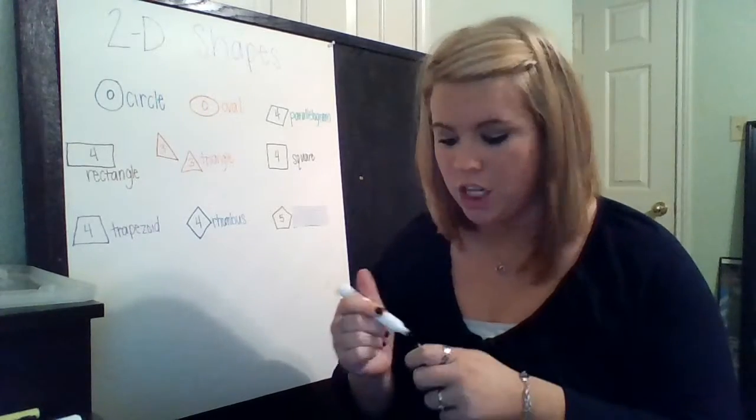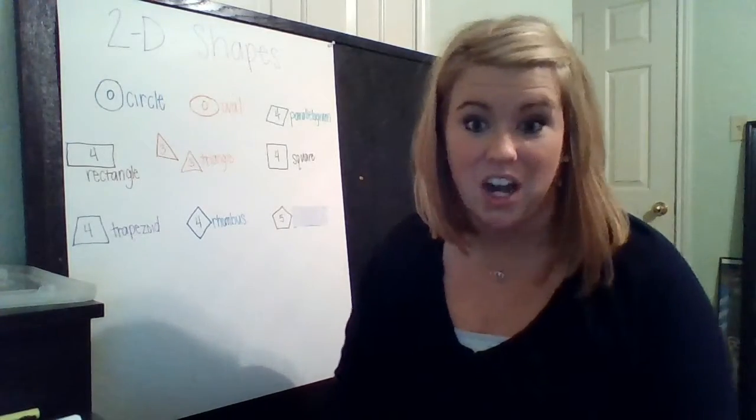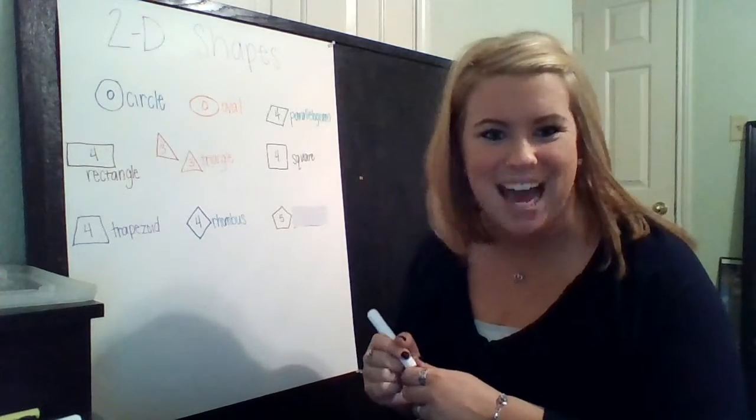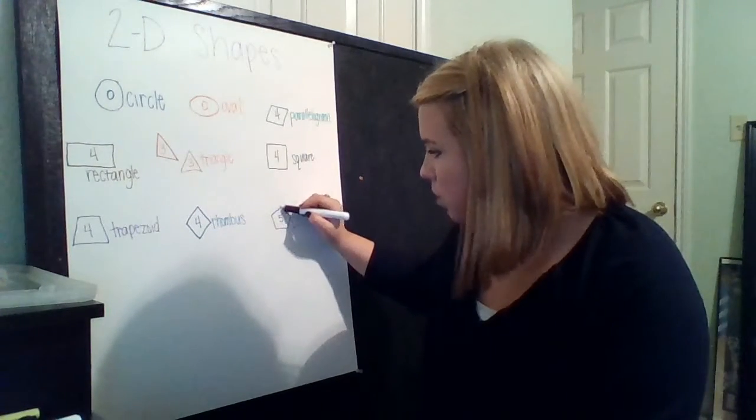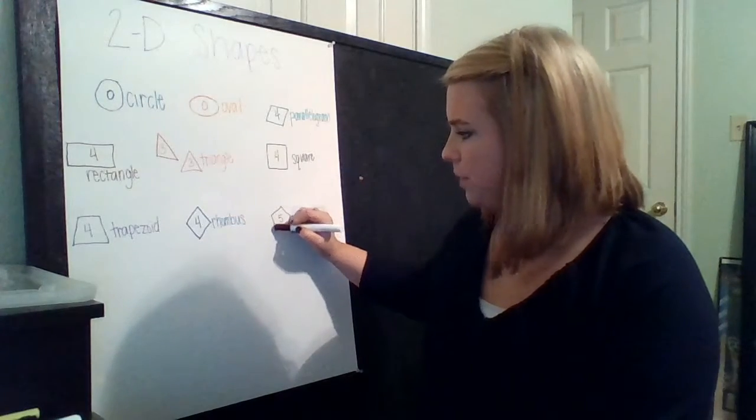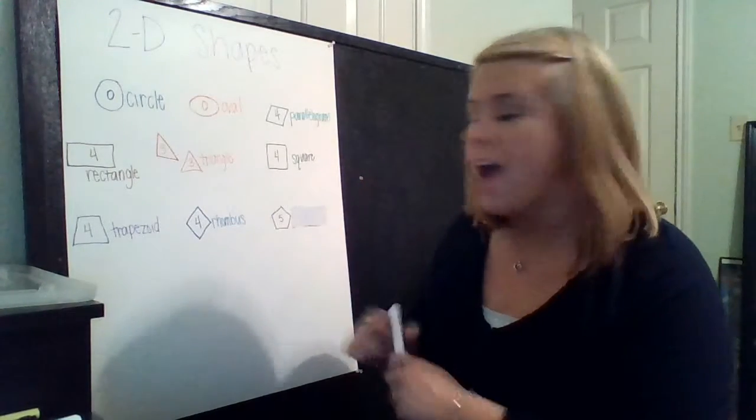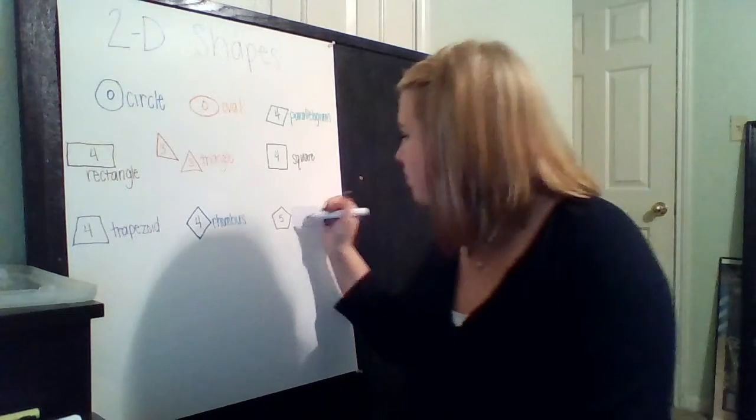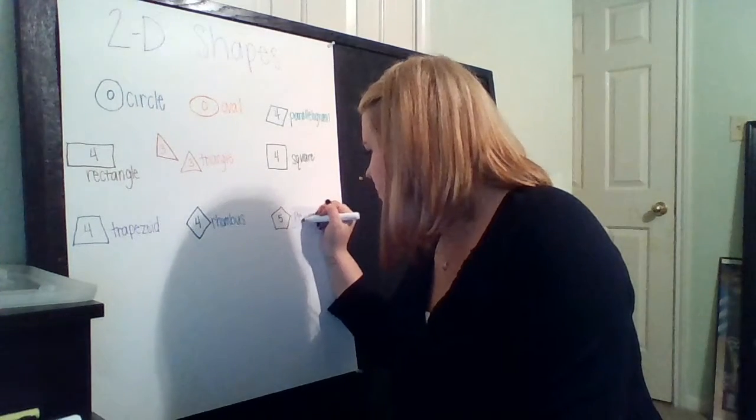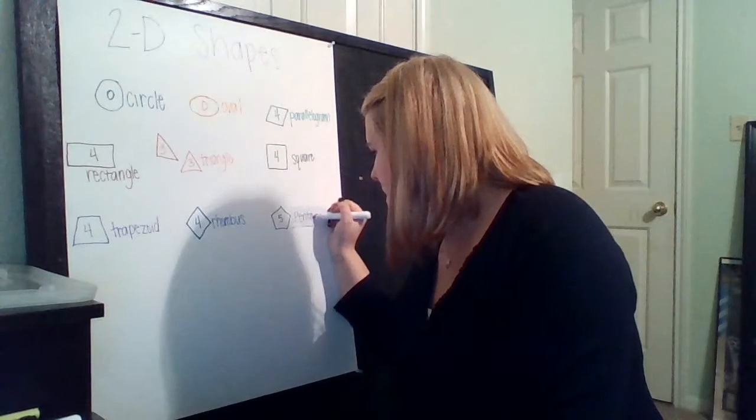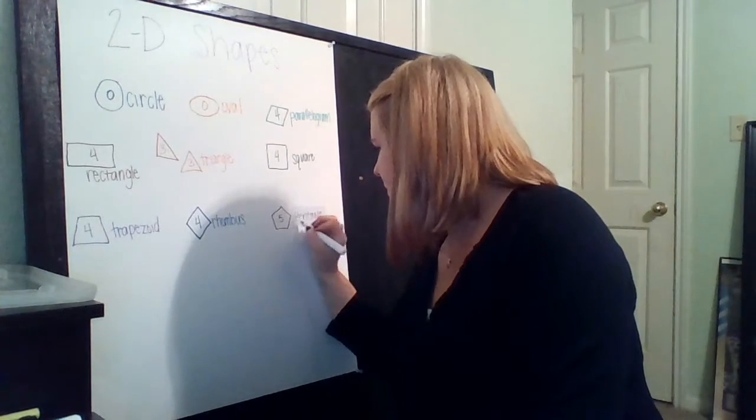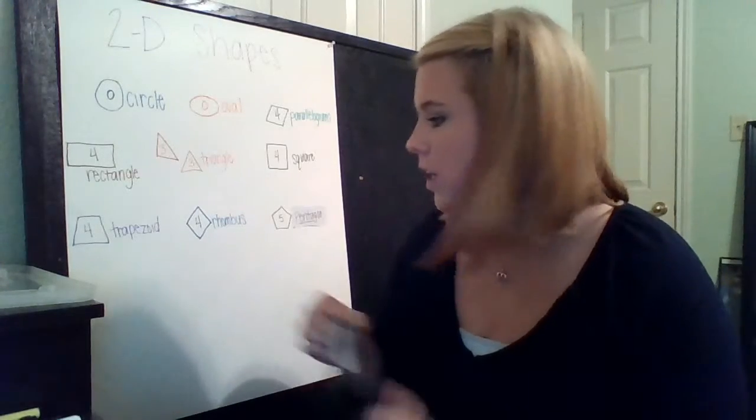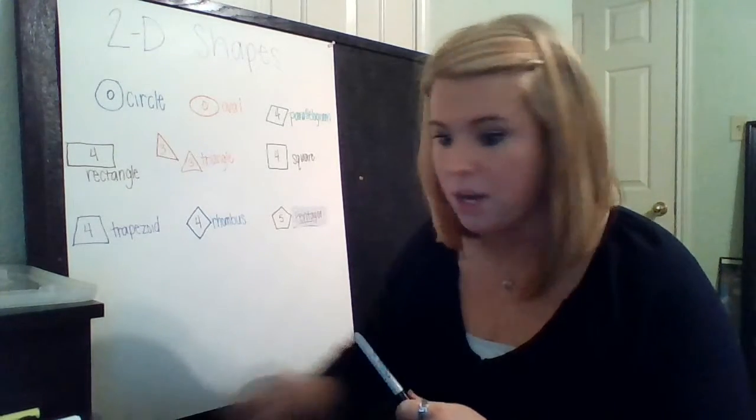Okay, the next shape we're going to do is a pentagon. And I already have it drawn for you. I already jumped on that step. So it is just 1, 2, 3, 4, 5. And I labeled it with 5 sides, and that is a pentagon.